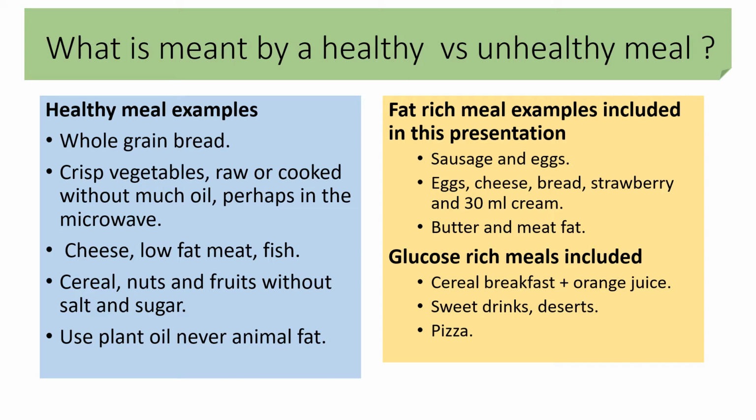Well, healthy meals are exemplified by whole grain bread, crisp vegetables, raw or cooked without much oil, perhaps in the microwave, cheese, low-fat meat, fish, cereal, nuts and fruits without salt and sugar. And then use plant oil, never animal fat.